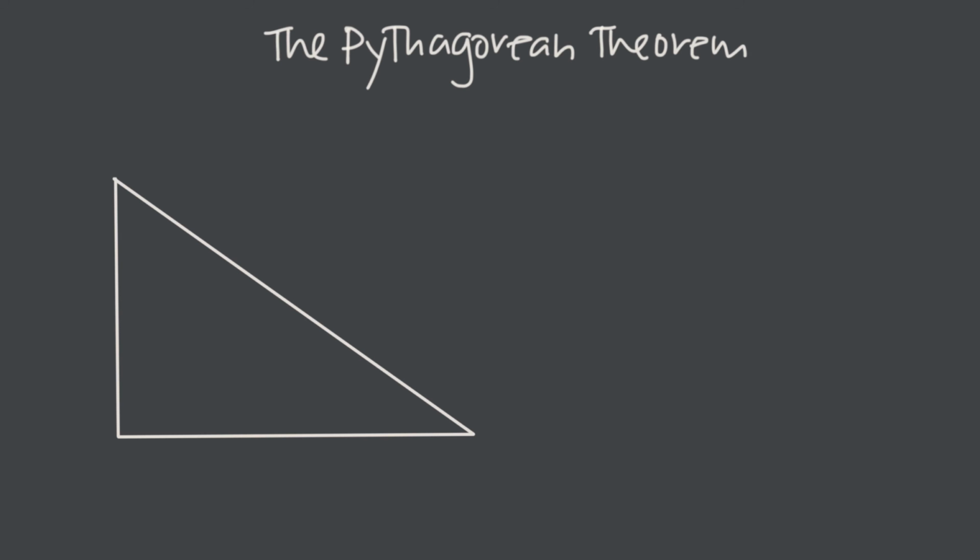So what is the Pythagorean theorem? Well, first of all, it's a theorem that only works for right triangles. It doesn't work for obtuse triangles or acute triangles, and we'll talk about that more in a bit. It can only be applied when you have a right triangle.